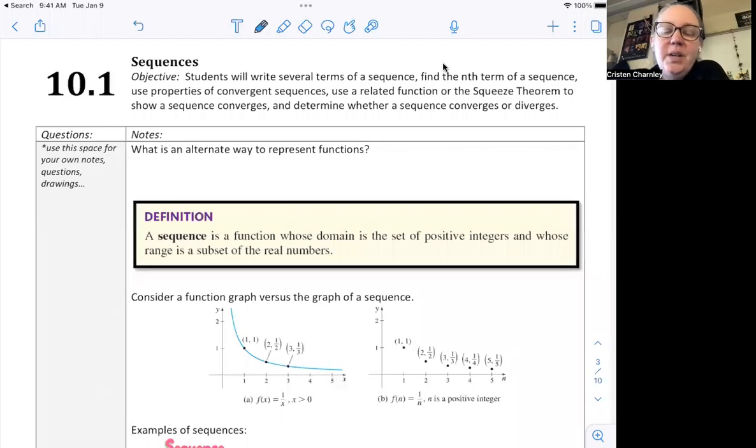So we are starting Unit 10, which is sequences and series, and this is the last unit before the AP exam. Can you believe it? It's gone pretty quickly. Today we're going to start with sequences, and it will feel like a lot of examples and a lot of notes, but it needs to be.